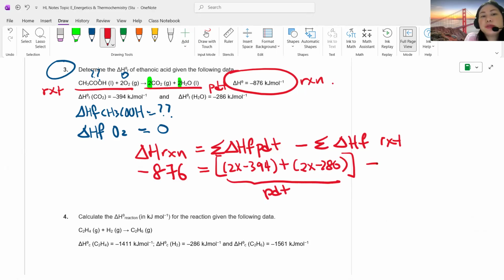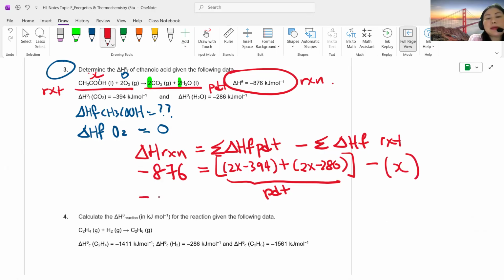Product minus reactant. The reactant is this one, which we do not know, so we call it X. So minus X plus oxygen, which is 0, so it is X plus 0. So it's X. Now I have an equation whereby I only do not know X.